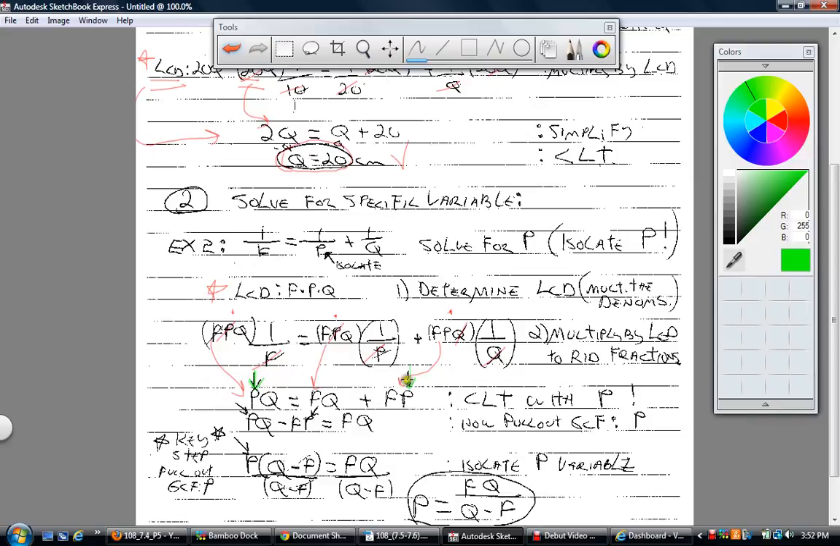So I would think about moving that FP over, squeezing it in there. PQ minus FP are different terms, so you leave it alone. If these were numbers, then you would subtract it, but you can't do that when you just have all algebraic variables. So PQ minus FP equals FQ. Okay, now you're doing good.